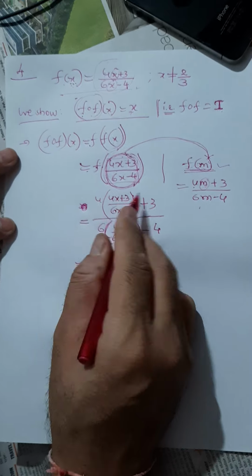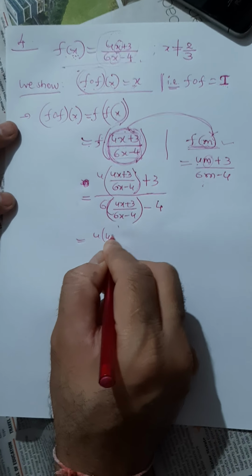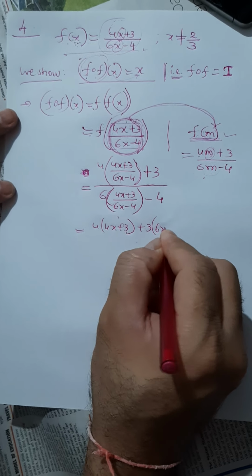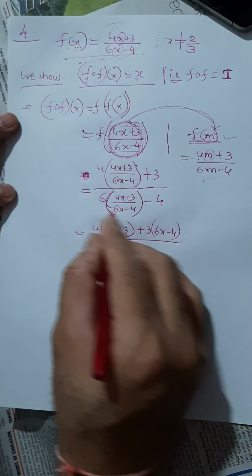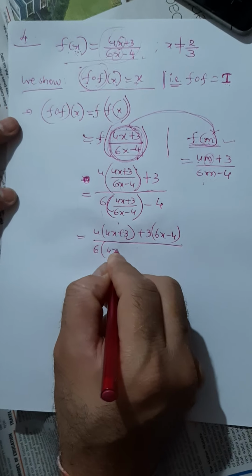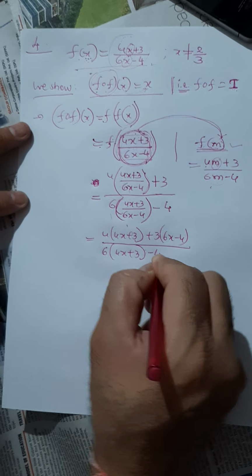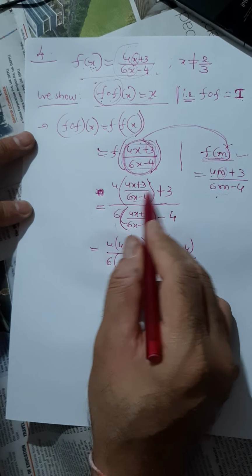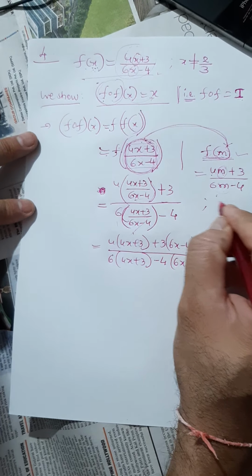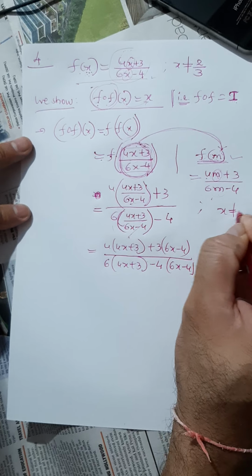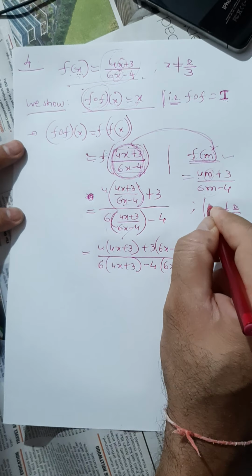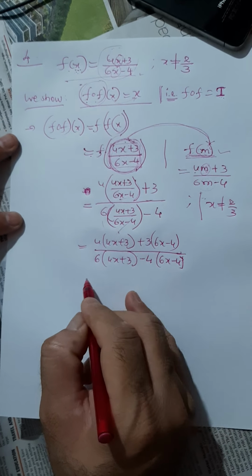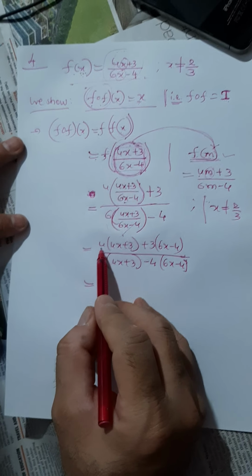So if I simplify, this is 4 into 4x plus 3, plus 3 into 6x minus 4, upon here, 6 into 4x plus 3, minus 4 into 6x minus 4. After taking LCM, that 6x minus 4, 6x minus 4 will get cancelled. Remember, x is not 2 by 3 here. Otherwise, this is undefined. Okay, now you simplify this.